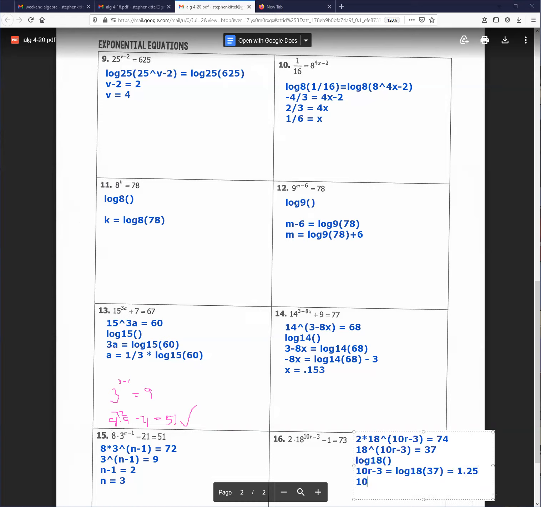So therefore 10r is equal to 4.25. And dividing by 10 is nice and easy. We just shift a decimal place. This is 0.425-ish. You might get a slightly different number from rounding. All right. So there is all of our exponential equation questions.